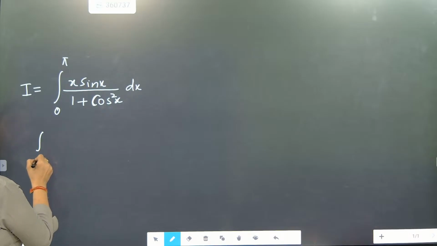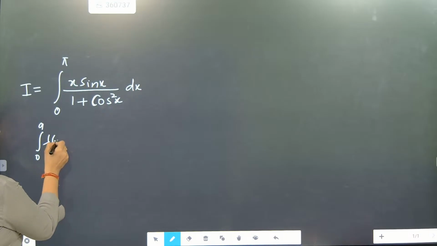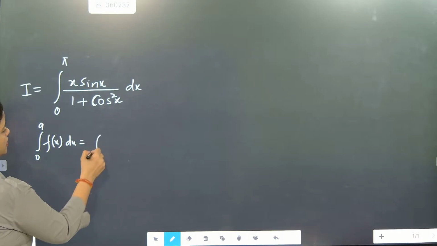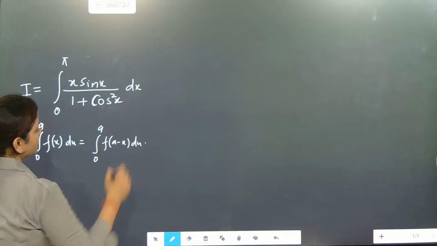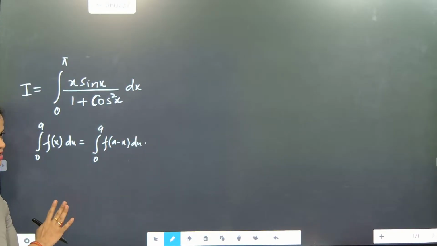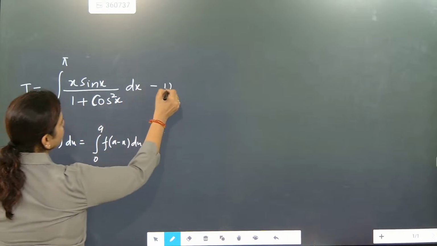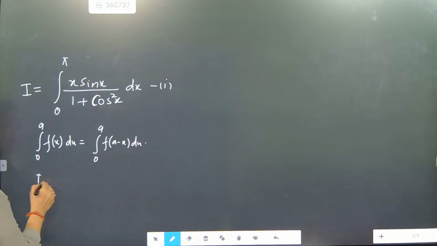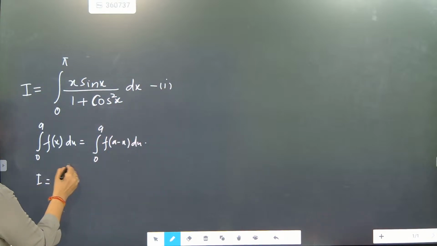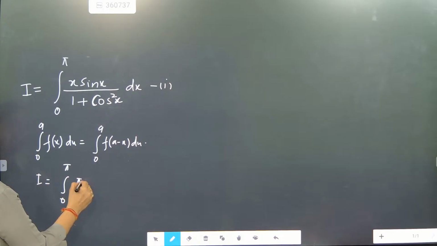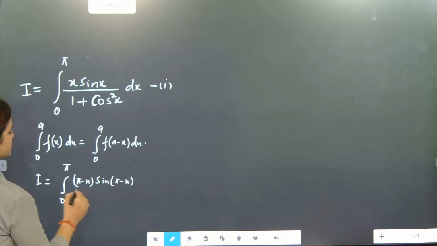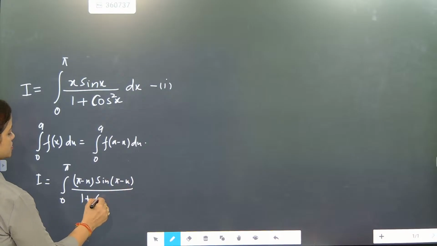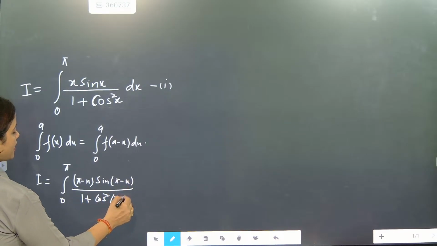We know the property: integral 0 to a of f of x dx is equal to integral 0 to a of f of a minus x dx. We can solve by this property also. Got it? So this is equation 1. When we use the property, it becomes integral 0 to pi of (pi minus x) sine of (pi minus x) by 1 plus cos square (pi minus x) dx.